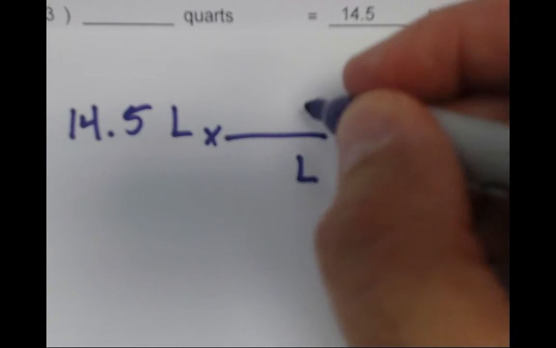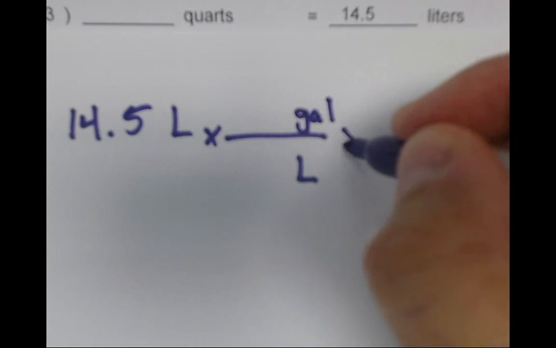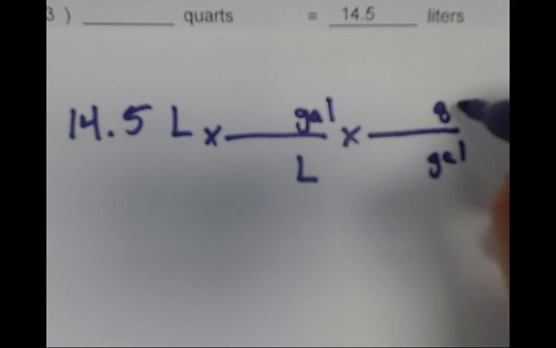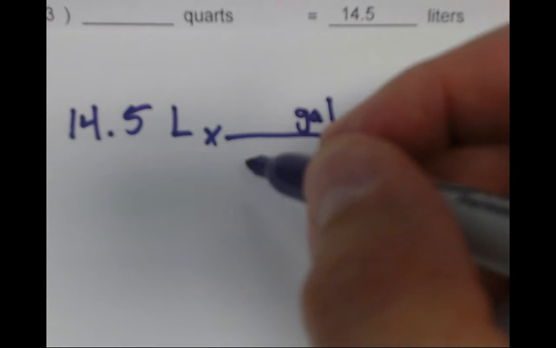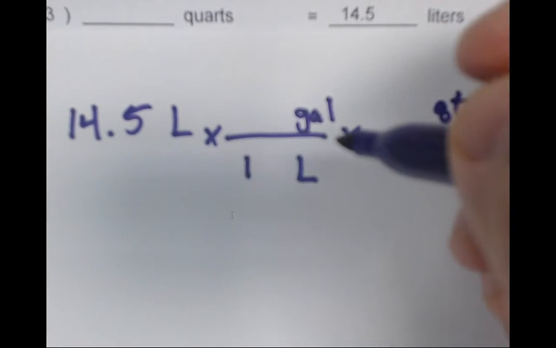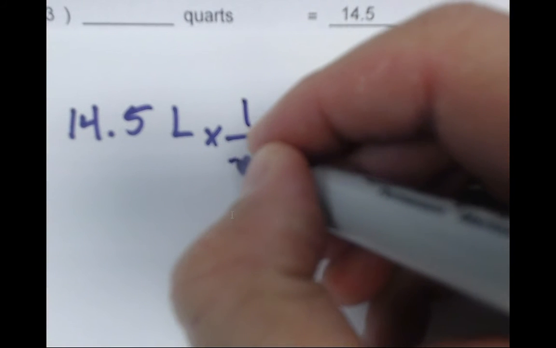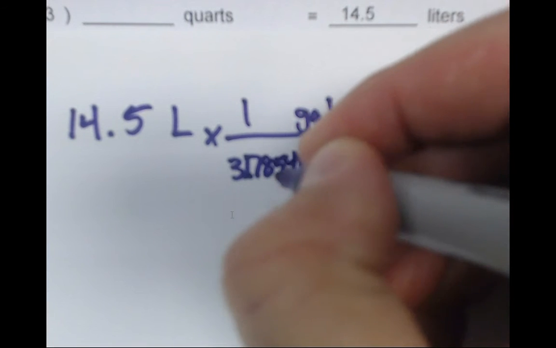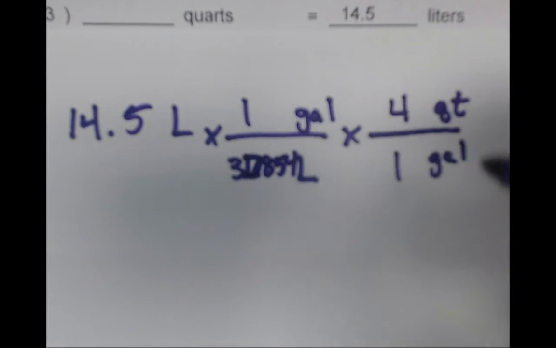So we have liters, so we're going to go from liters to gallons, which I have that conversion. And then we have to go from gallons to quarts. Okay, so we have to do it in 2 steps. So I look up and I see that for every 1 gallon, there's 3.7854 liters. Okay, and for every 1 gallon, there's also 4 quarts.